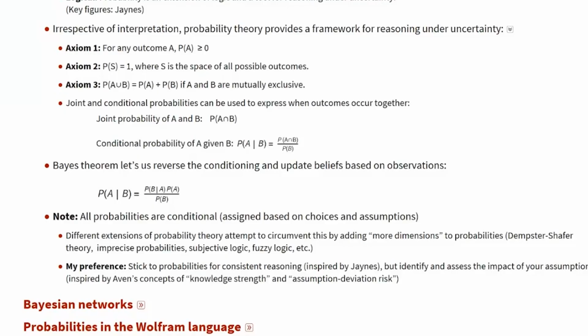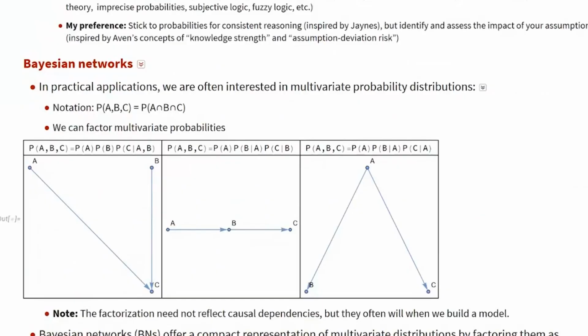And in fact, this becomes easier in Wolfram Language, where you don't need to assign probabilities, but you can handle them symbolically. So what are Bayesian networks? In practical applications, we are often interested in multivariate probability distributions, such as the probability over variables A, B, and C. Note that we can write such distributions in factored form, and they can be represented graphically as acyclic directed graphs, where the nodes represent variables and the edges represent dependence relations. These need not be causal relations, but we often use knowledge of causal relationships to construct them. So BNs offer a compact way to represent probability distributions over many variables.